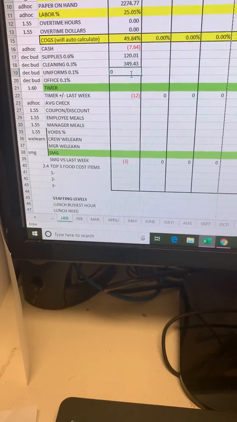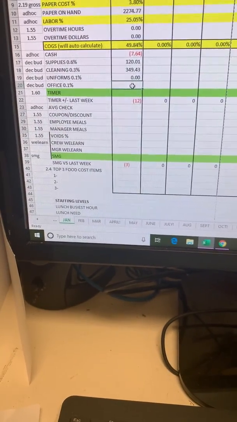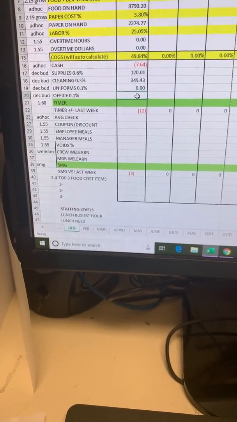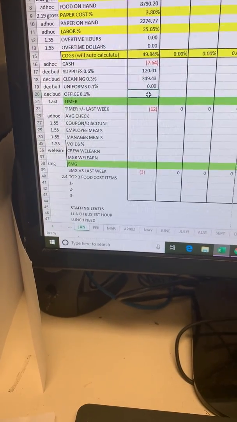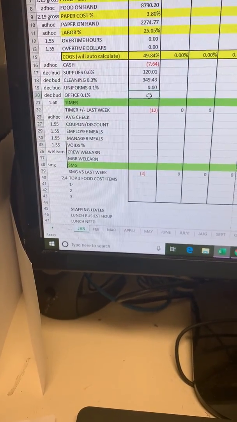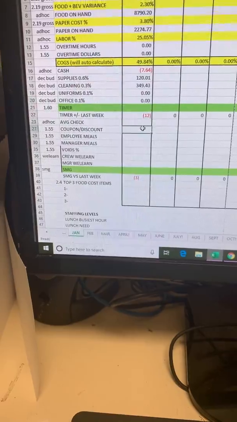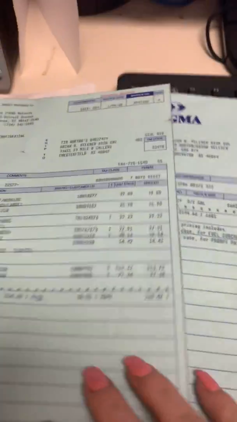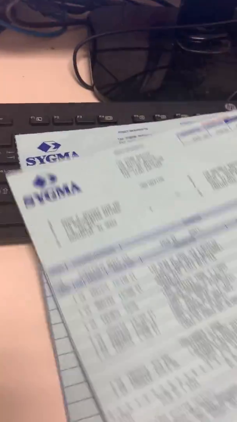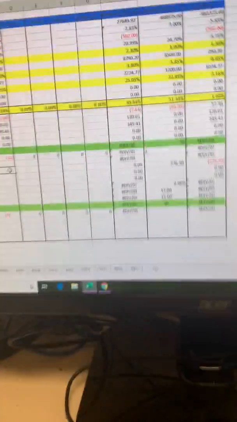Uniforms, I have 0. Office, now this is like if you do a paid out for tape or pens, or if you went out and bought computer paper, yada yada. It's office supplies. And again, you have a budget listed on your budget sheet for office supplies as well. Okay, I'm going to put that back.